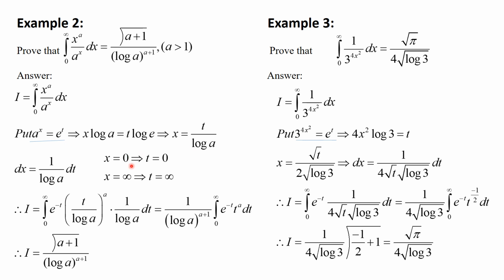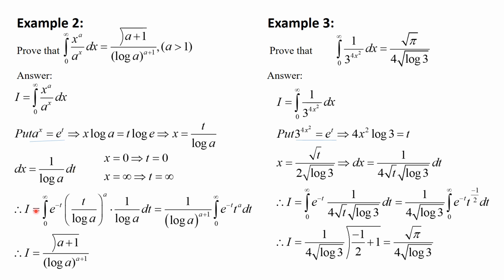What about the changes in terms of limits? When x equal to 0, t is equal to 0. When x is equal to infinity, t is also equal to infinity. Using the condition x is equal to t upon log a, dx is 1 upon log a dt. So differentiating the given term of x and t.